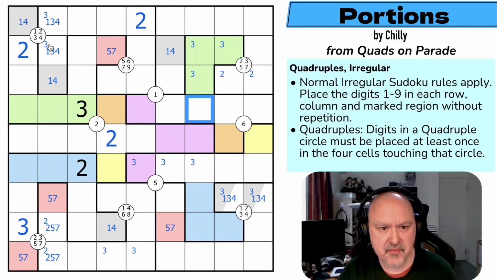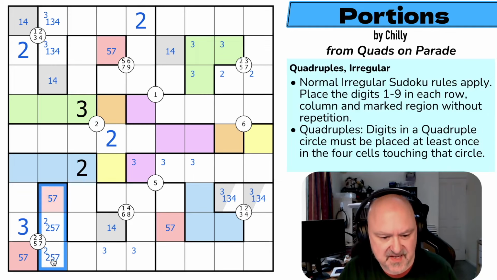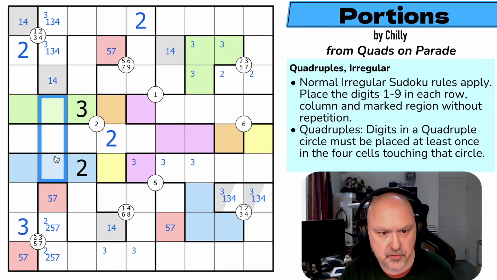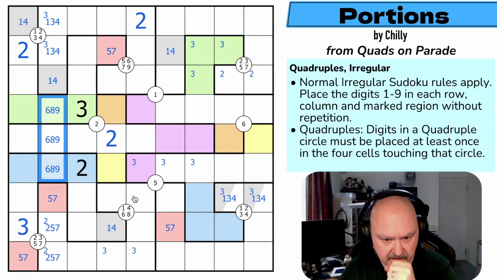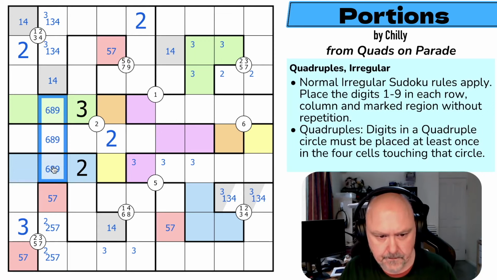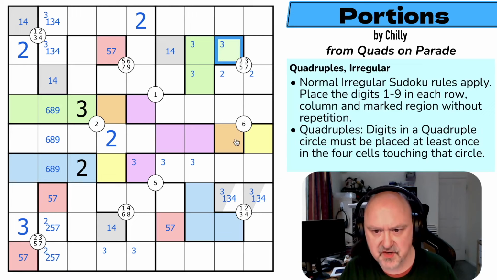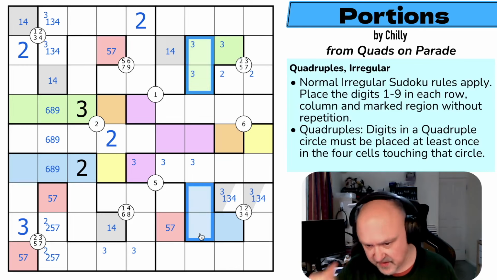But this is now a 1, 3, 4 triple, and this is a 2, 5, 7 triple. So 1, 2, 3, 4, 5, 6, 7, 6, 8, 9. These are 6, 8, 9. None of which can go there. And none of which can go there. So 2 of 6, 8, 9 are in those.